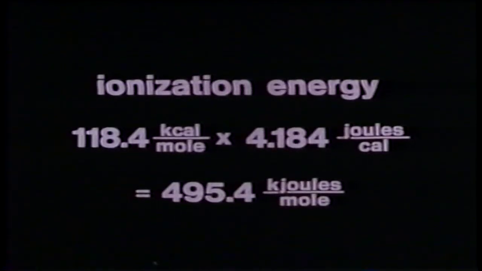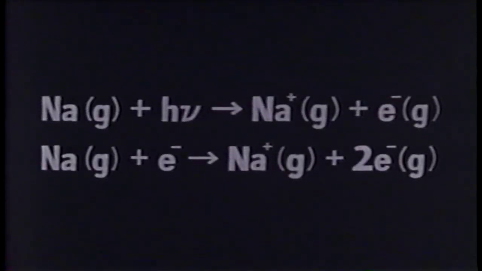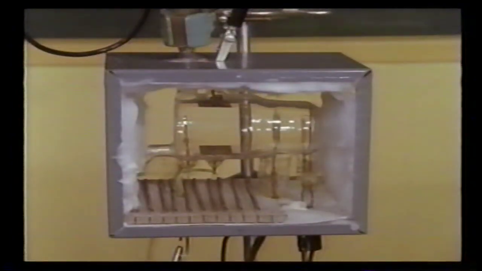or 495.4 kilojoules per mole. You have seen that one of the ways to measure ionization energies is to use photons to provide the energy for ionization. Another way is to bombard with fast-moving electrons. This alternate method can readily give much higher energies and permits us to check our earlier results. This apparatus will generate electrons and make them move very rapidly by strong electrical forces that can be easily controlled.